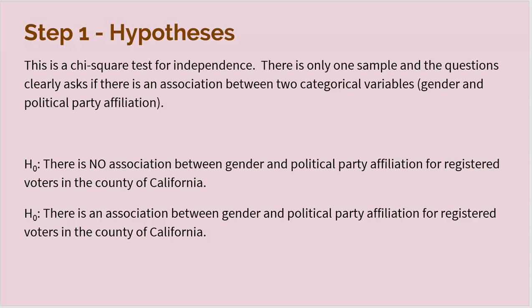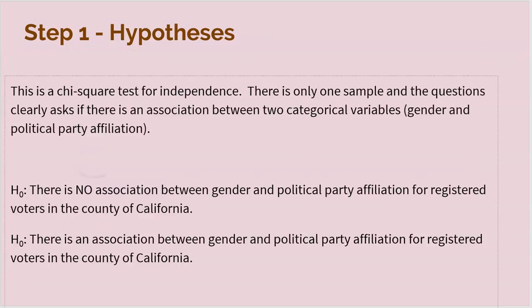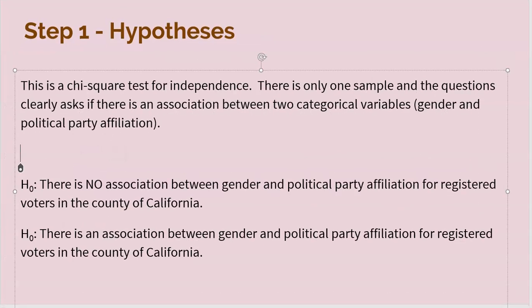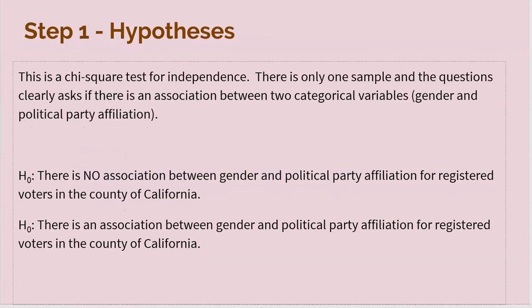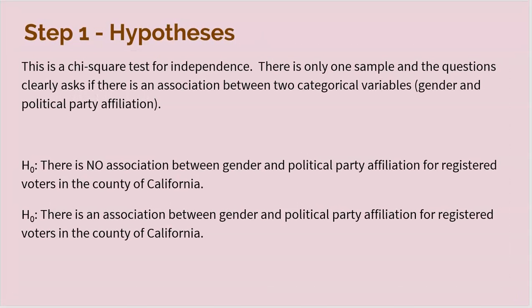The hypotheses that we discussed last video in 8.5 is that there is no association between gender and political party. Notice the context there. Not only am I saying that there is no association, I'm also saying no association between what? Some kids will just say there is no association. You're not going to get full credit for that. You have to give the context: between gender and political party for voters in this county of California.